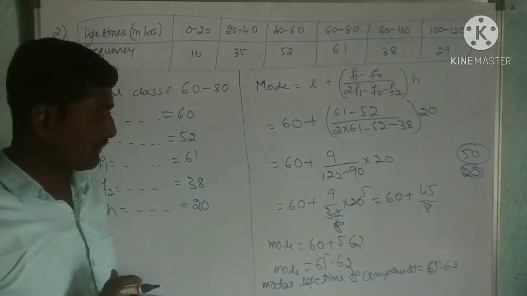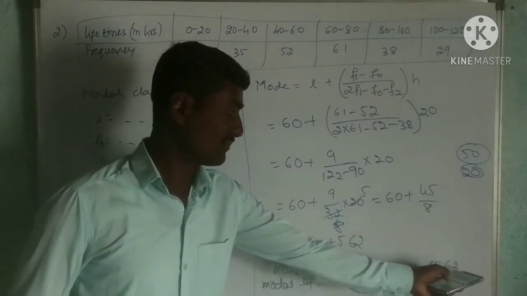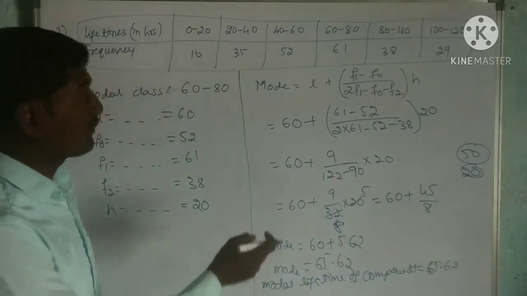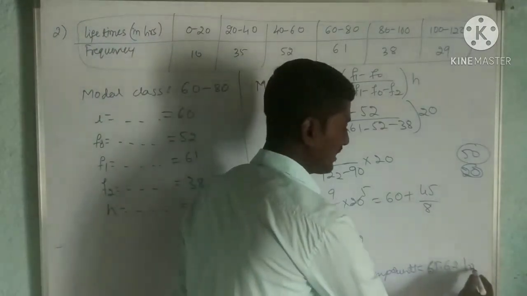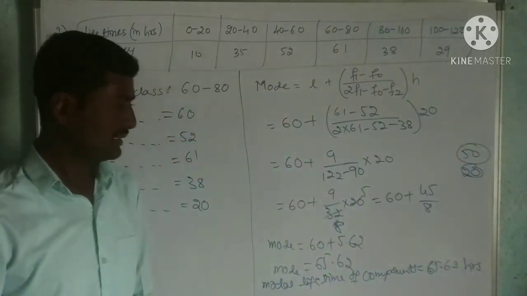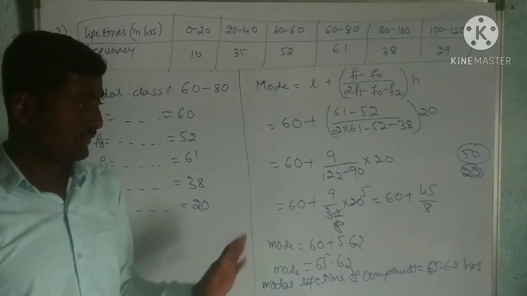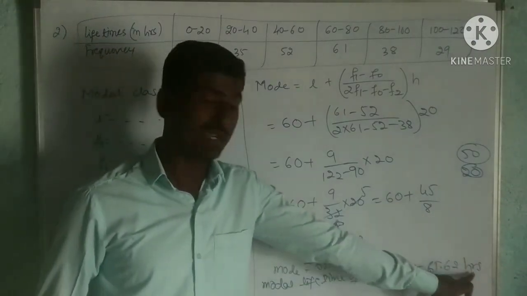For the second question, I should write the unit here. So 65.62 is in hours. You can write it as hours. To get full marks, this is also very important.